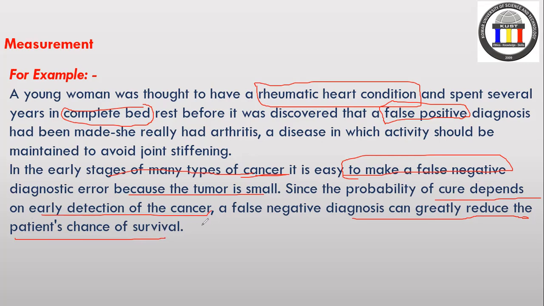Now they have the PET scan. The PET scan can be used, let's say, to detect the cancer in the early stage. So cancer, one of the types of disease, can be diagnosed as a false negative and a false positive. So you have two examples, the example of cancer and the example of the rheumatic heart condition, which is considered a false positive, where he said you have the disease, but actually you don't have it.